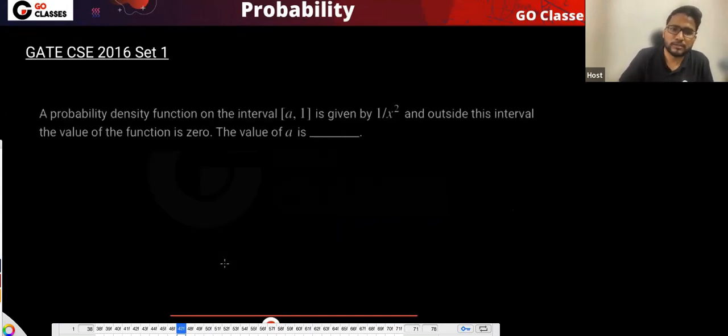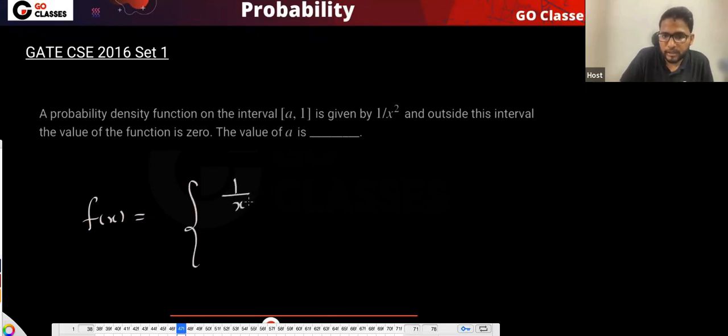Now let's solve this question. They're saying a probability density function on the interval a to 1 is given by 1 upon x square. Which means fx, the PDF they have given, is 1 upon x square if x is between a to 1, and outside this interval the value of the function is 0. What is the value of a?